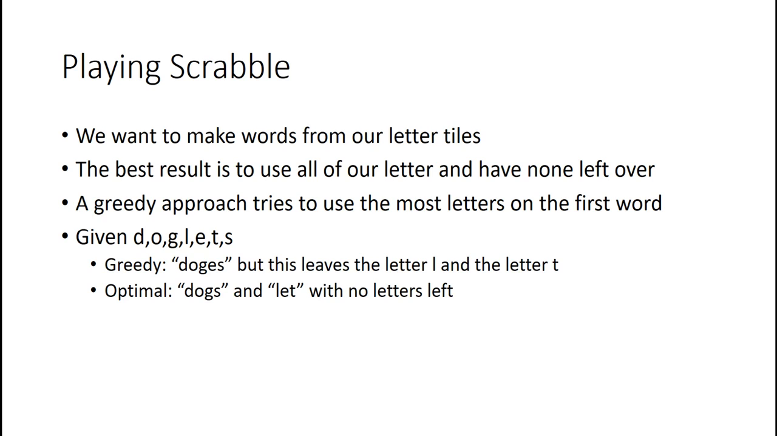So if we have more than one Doge, for instance, all the Doges through history, that would be the Doges, D-O-G-E-S. It's a pretty good try, and it uses 5 of the 7 letters, but it leaves the letter L and the letter T. We're leaving points on the table. Optimal, we could use the word dogs, D-O-G-S, and also the word let, and that would give us a score with no letters left. A better approach than the greedy approach for this problem.